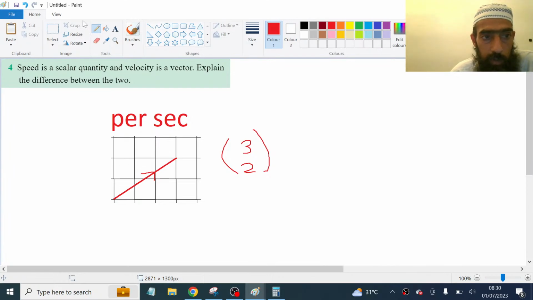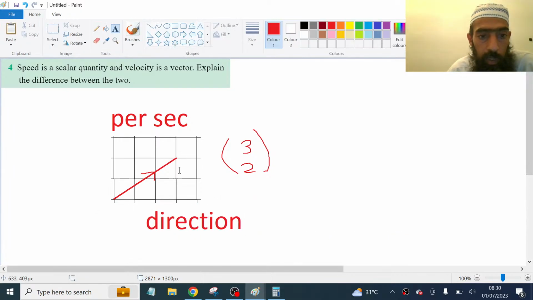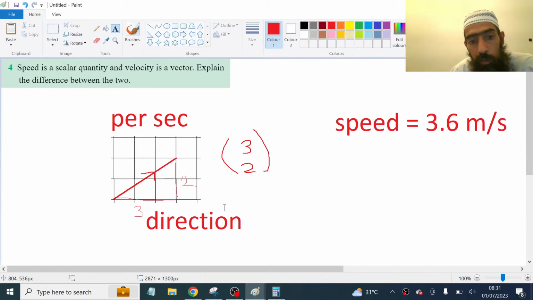So we've got what's called magnitude and direction. Here we can clearly see the direction, and we can also see the magnitude. But with speed, it's more just about the magnitude. So if I was to use Pythagoras on the 3 and the 2, I would get 3 squared plus 2 squared. Or if I was just to measure that line with a ruler, let's just suppose, in meters. So what's the difference between the vector and the speed?